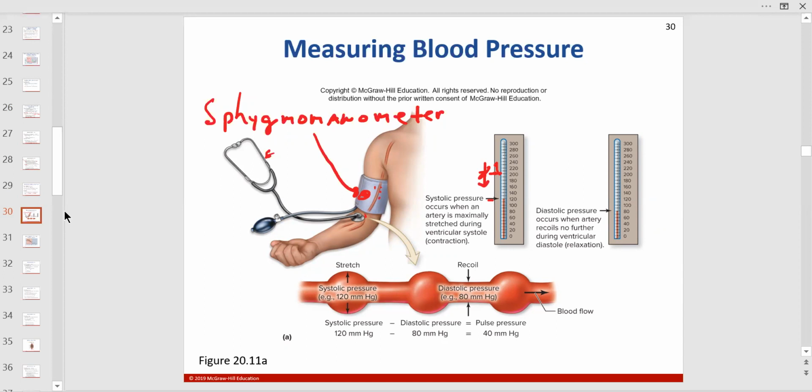And you keep feeling it, keep palpating it till you don't feel it anymore. Now, of course, the arteries overcome the cuff. So when you stop feeling the pulse, that's your diastolic. So the first pulse you feel is your systolic in millimeters of mercury, and the last one you feel is your diastolic. So that's palpatory blood pressure.